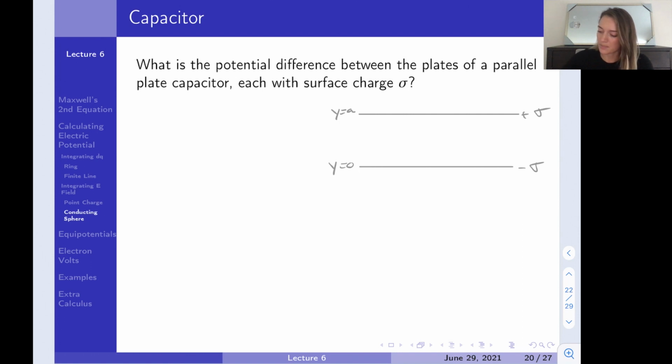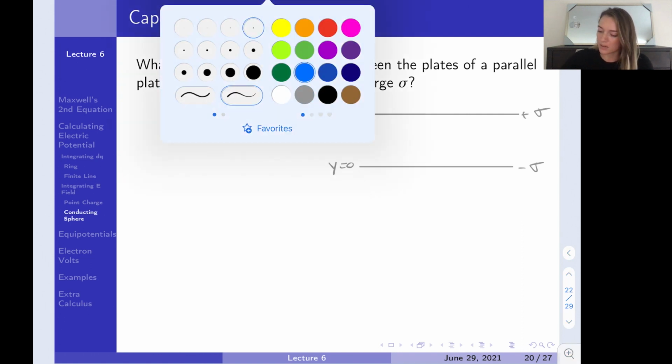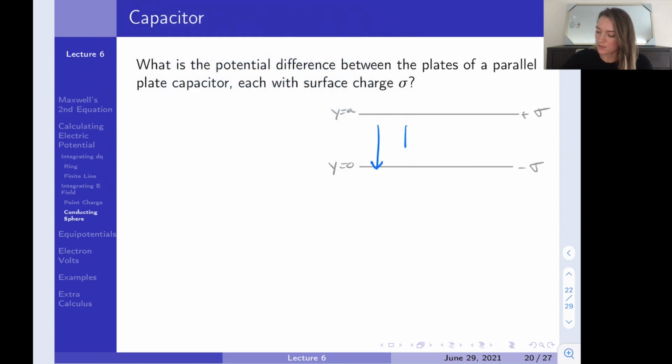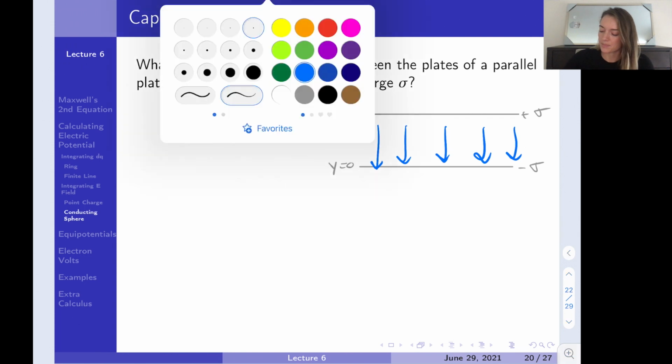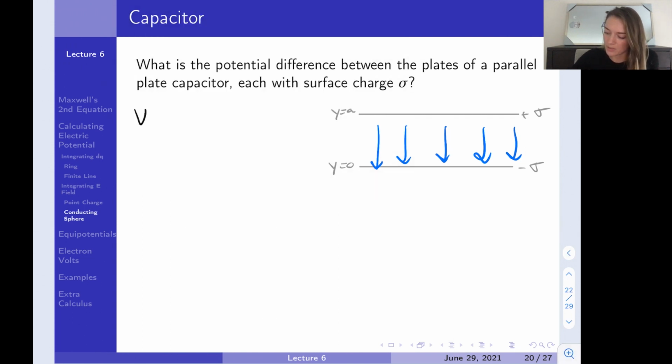coordinate system there. And that means our electric field will be going from the positive plate to the negative plate. So it'll be going like this. And let's figure out the potential between these two plates. So we're going to do E dot dl. Now you have a little bit of freedom here with what plate you want to call zero potential. So I'm just going to call my negative plate my zero. I'm just going to say that V is equal to 0 there because I can call it 0 anywhere.